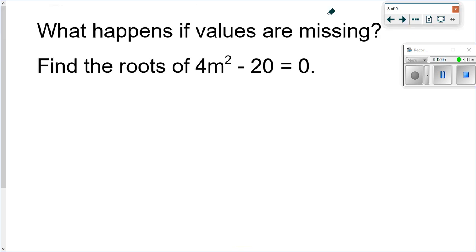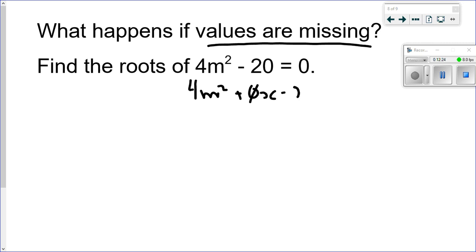What I do want you to look at, though, is this one. What happens if values are missing? So here we have a quadratic equation, and hopefully all of you are looking at this going, well, I dealt with this before. It just means b is 0. And you would be absolutely correct.